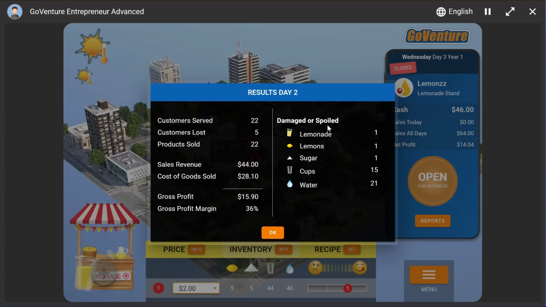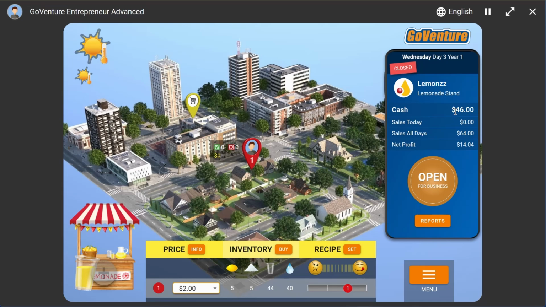Now, let's check out our damaged or spoiled items. We only had a little bit of spoilage with our food products. Lots of cups and lots of water spoiled because we had a lot of extras. I can see that we had a lot of extra cups and water, so that's why we got a little bit extra damage there. But that was a pretty good day. And let's check out our cash. We're now at $46, so our cash is now increasing again, which is good.